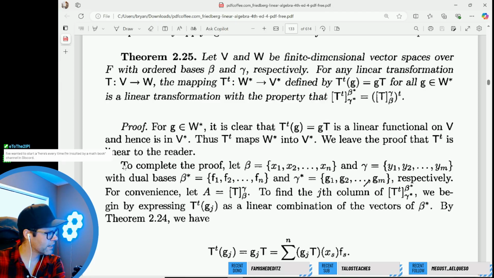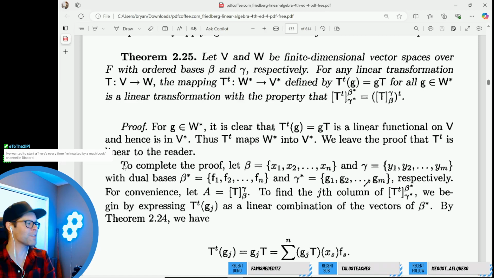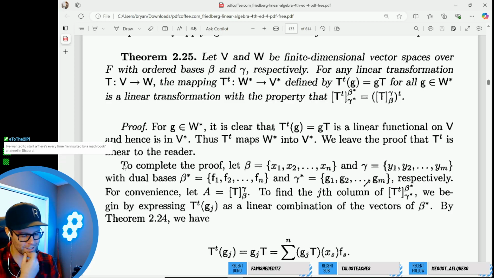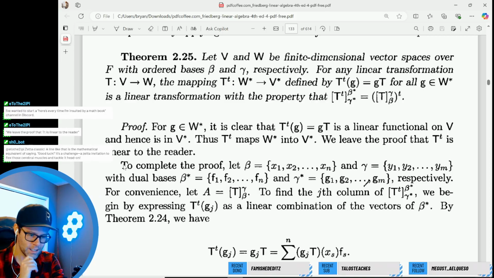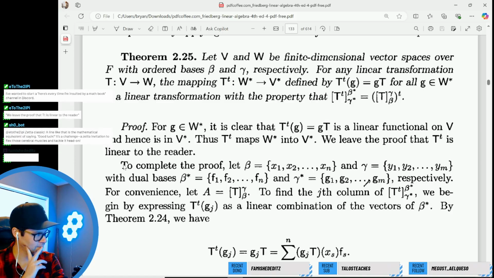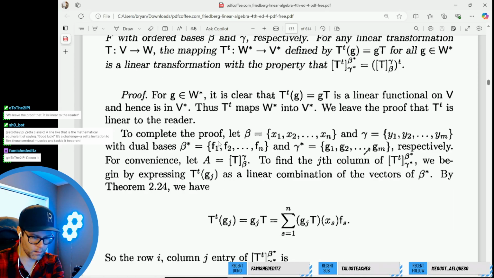43 is apparently considered a weak prime? What? I wanted to start a channel in Discord called "here's every time I'm insulted by a math book." You should. You totally should. We can do it together. Classic. A line like that is the mathematical equivalent of saying, good luck. It's a challenge. An invitation to flex those cerebral muscles and tackle it head on.